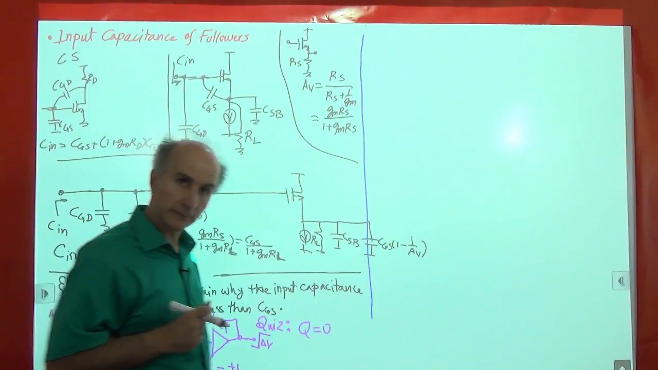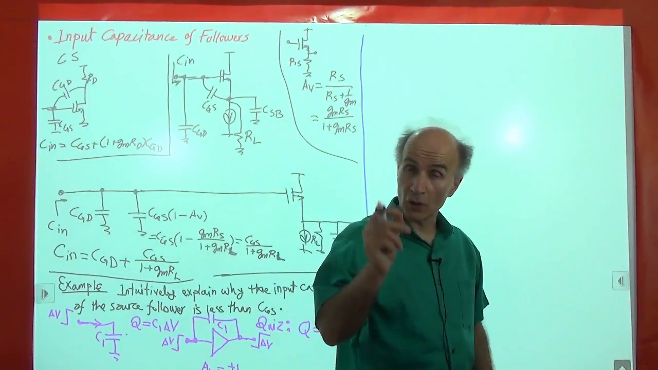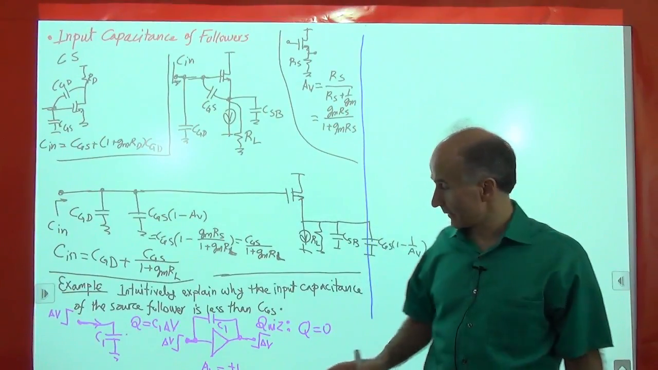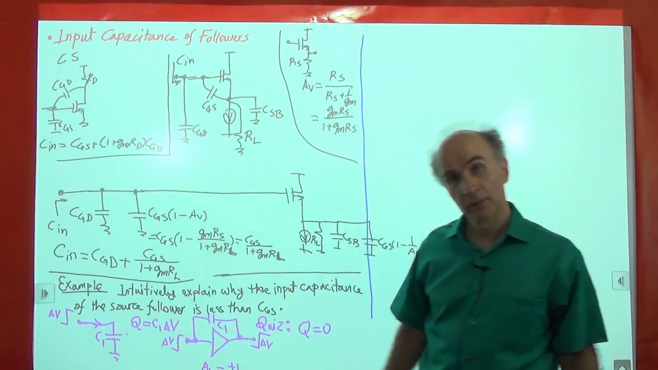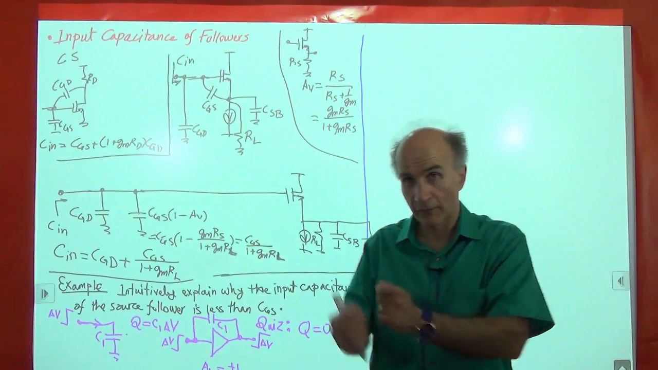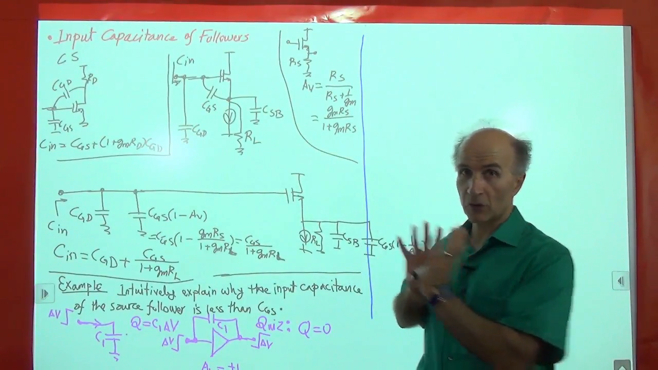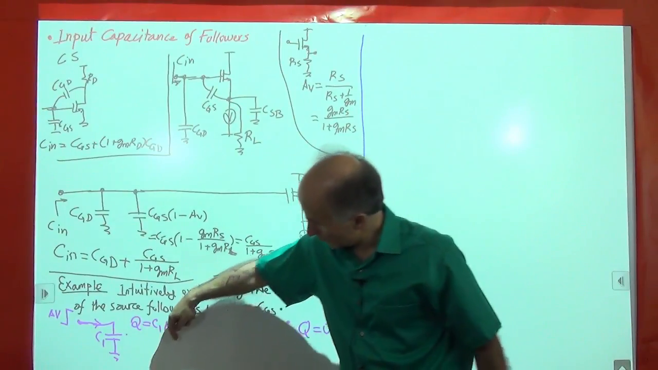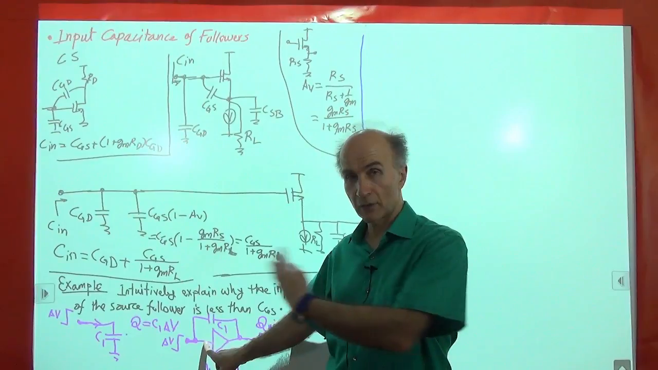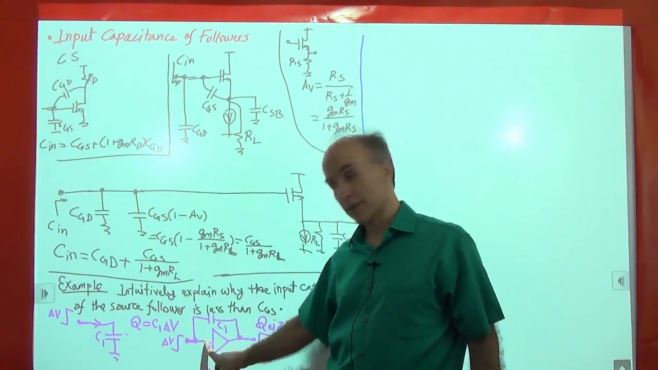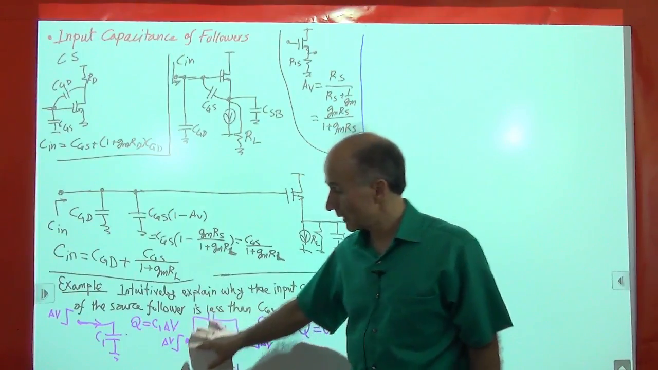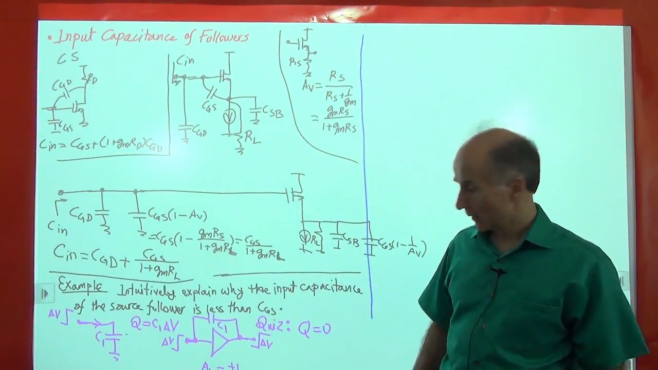Right? So if I ask you, what is the input capacitance of this circuit? You would say 0. Because I can change the voltage however much I want, and I don't have to deliver charge to anybody, right? So if I have a voltage source here, and it changes this voltage, it doesn't need to deliver a charge to anything, so the input capacitance of the circuit is 0.